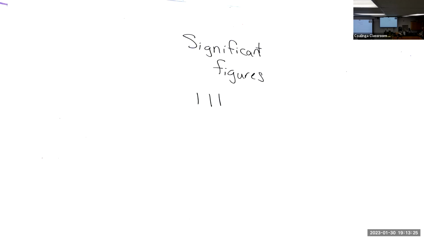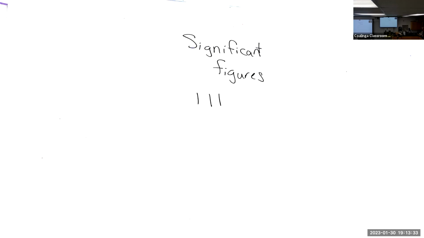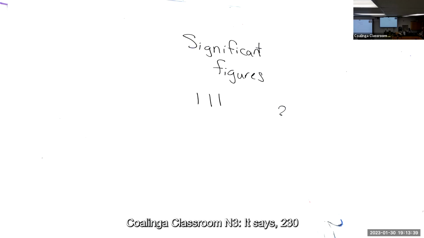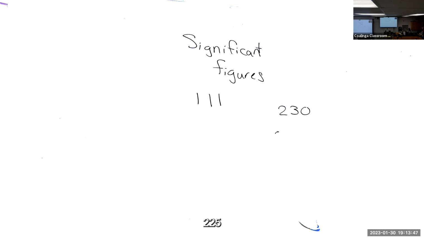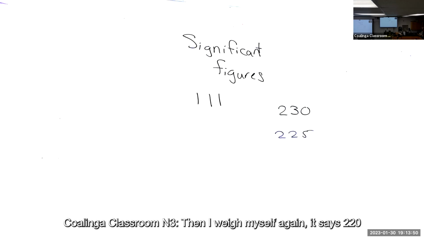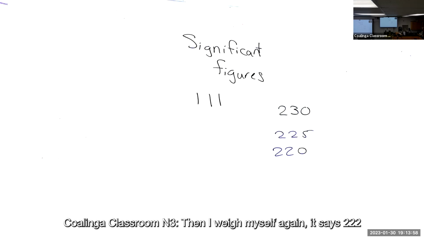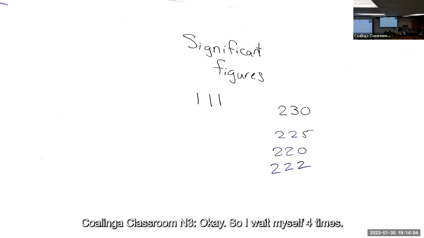So if I have the scale at home, right? My scale is cheap. I got it at the thrift store up the road. If I weigh myself, the first time it says 230. Then I weigh myself again, and it says 225. Then I weigh myself again, and it says 2. So I weigh myself 4 times.